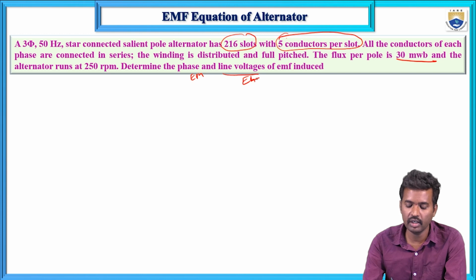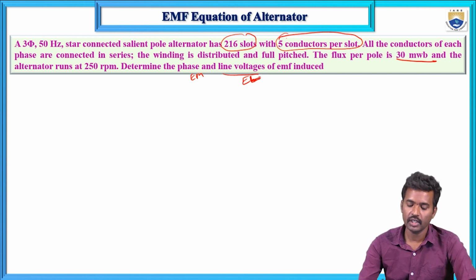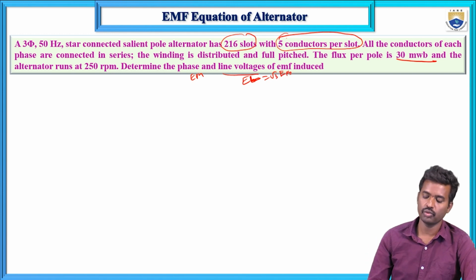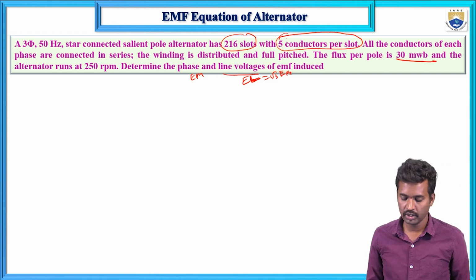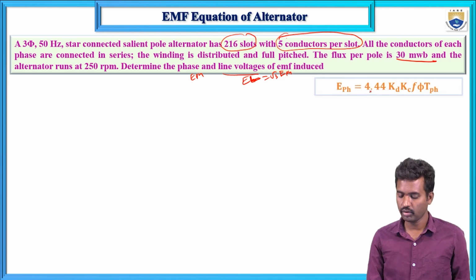First you calculate the phase voltage, then you can calculate EL equals root 3 into the phase induced voltage. Now here the formula is E phase equals 4.44 Kd into Kc into f into phi into T phase.